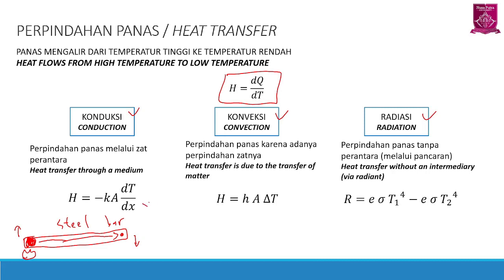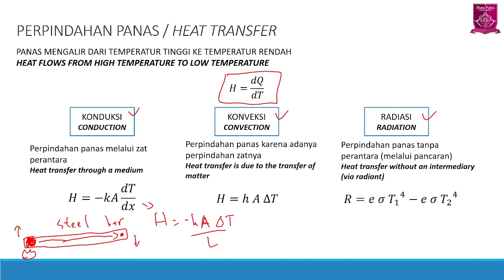Or we can simplify this equation: H is equal to minus kA delta T per L. L is the length of the object, k is the conductivity of the material, A is the surface area, and delta T is the temperature difference. With this A here, the surface area.